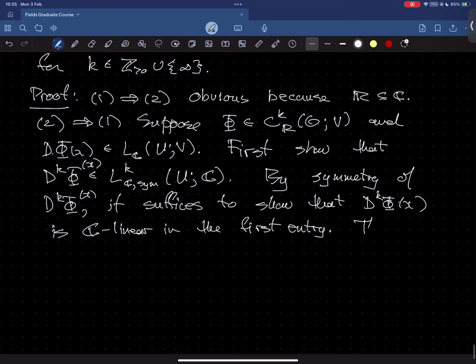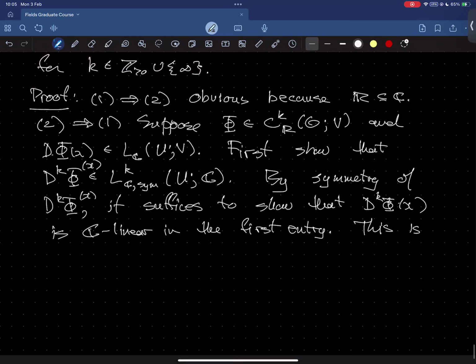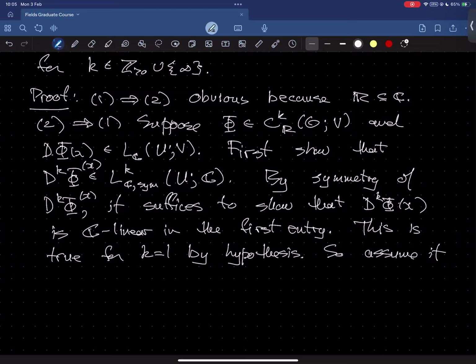So this is true for k equals 1 by assumption. Okay, so assume that it's true for k equals m, and we're going to prove that it's true for k equals m plus 1, and that'll give us a proof by induction.